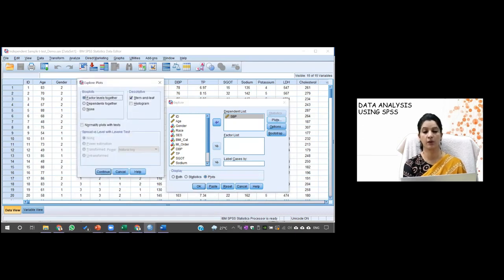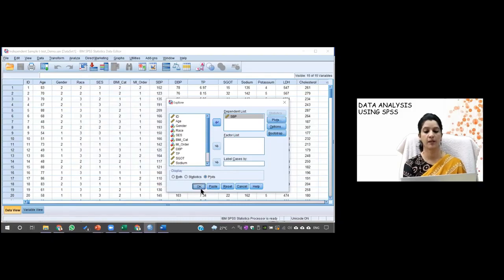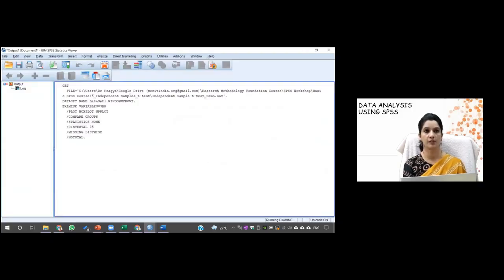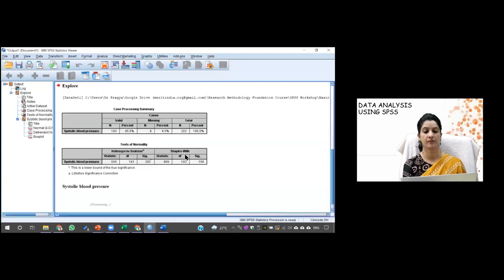So if you click on this plot, uncheck this stem and leaf and check this normality plot with the test. This normality plot with test will give you the value of Shapiro-Wilk and it will give you the QQ plot. Then press continue and press OK. So you will see that it will give you an output.